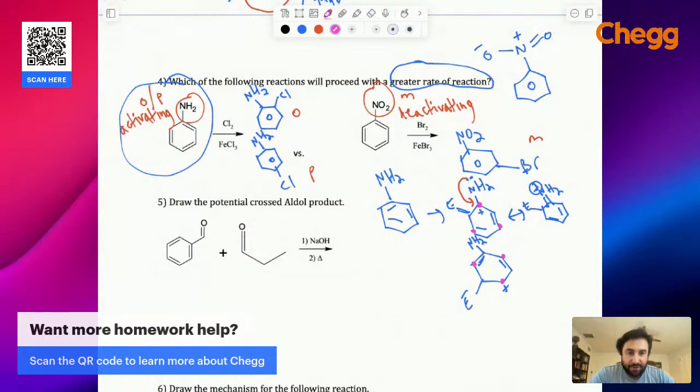So I hope that helps. I do have a tutorial that explains all of that with all of the resonance structures drawn. If that was confusing, check that one out.